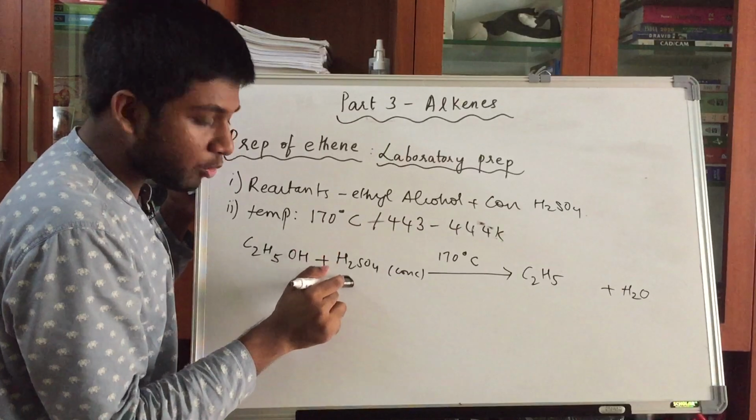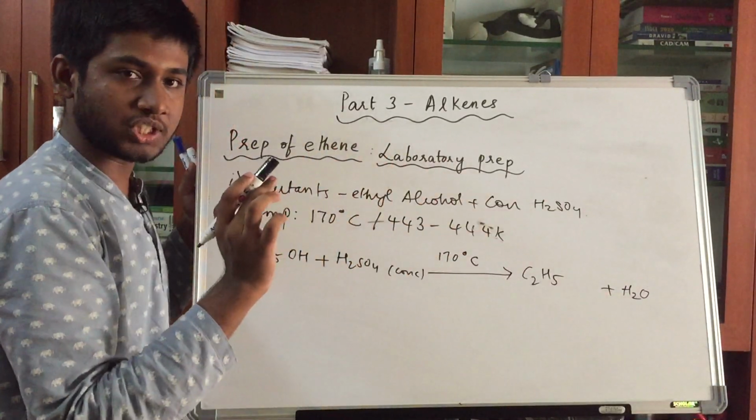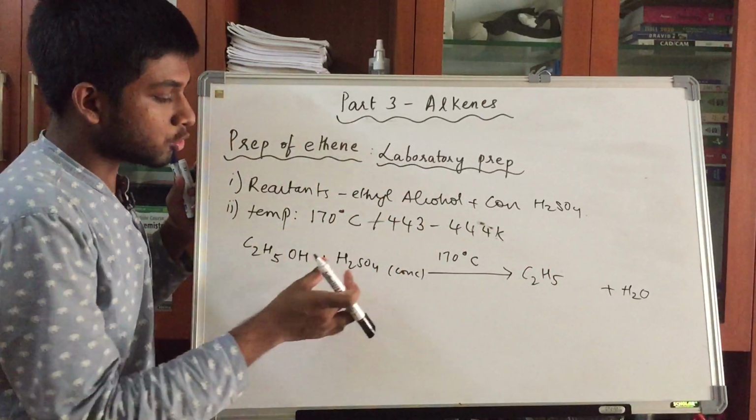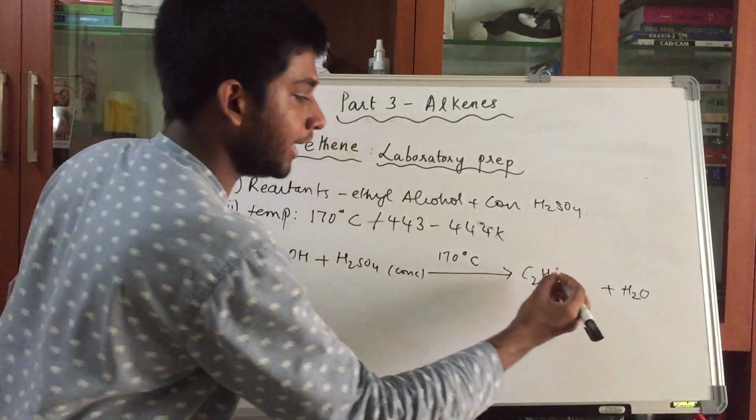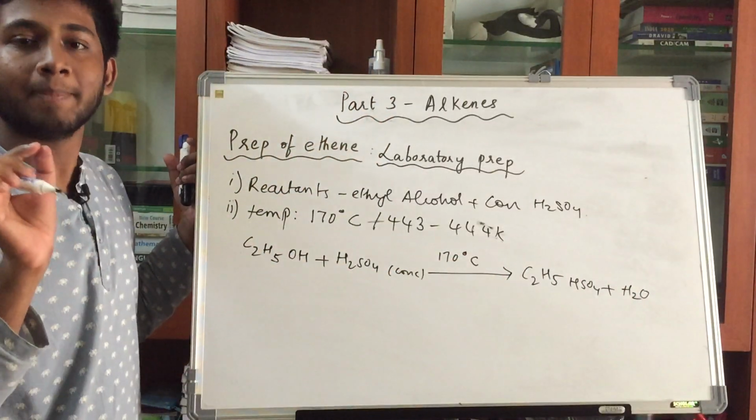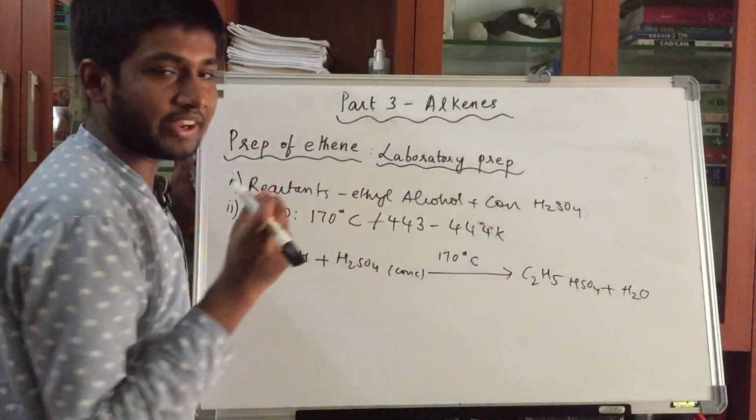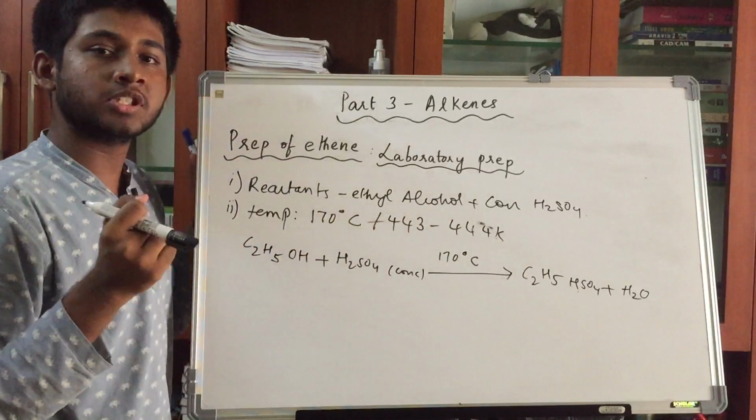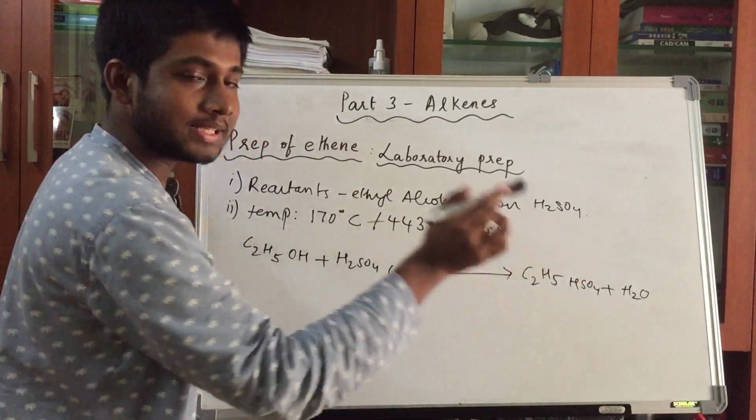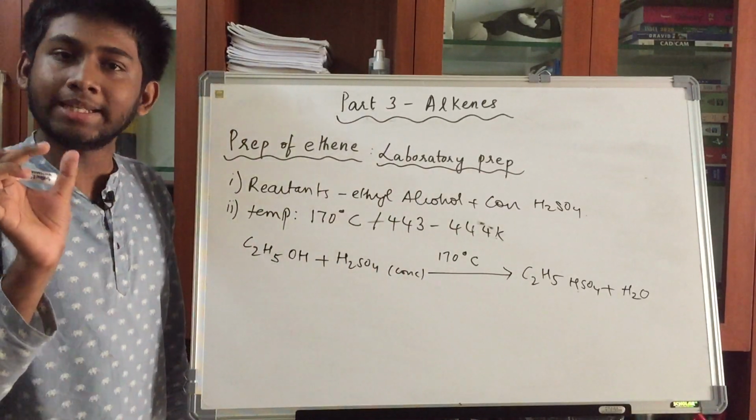Then you've removed one hydrogen from H2SO4 and added this hydrogen to that OH, so it becomes H2O, and you still have the C2H5 left. Include this HSO4 and put it here. This is supposed to be an unstable product, known as ethyl hydrogen sulfate. This is C2H5, an alkyl group known as ethyl, this is hydrogen, and this is sulfate, which is SO4. So ethyl hydrogen sulfate is an intermediate product.